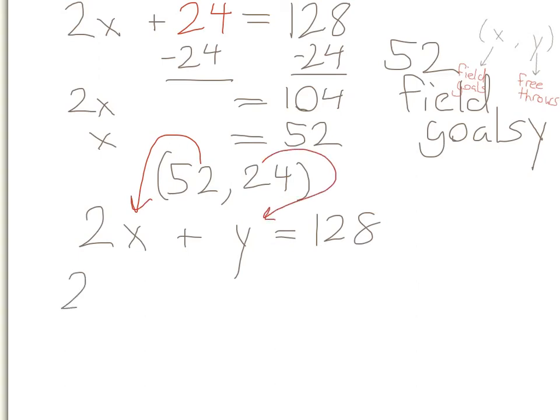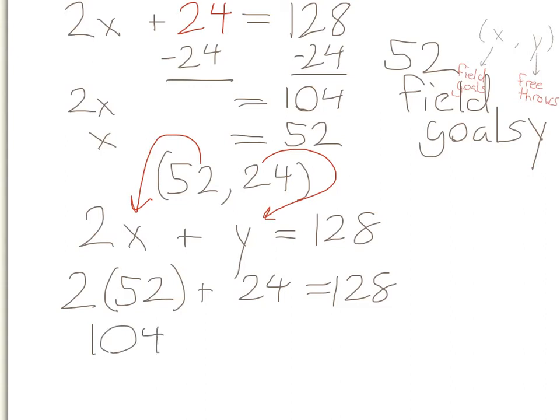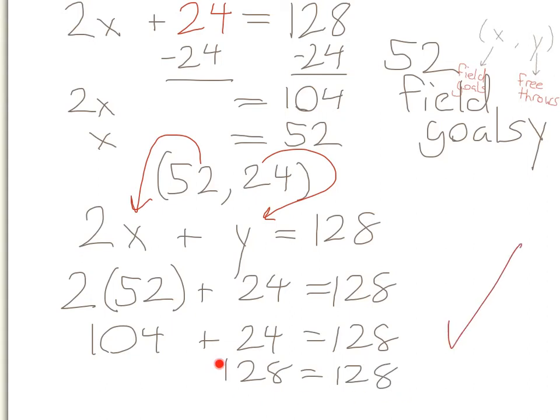Let's do this real quick. 2 times 52 plus 24 is equal to 128. And yeah, you can probably already see it at this point. 2 times 52 is 104, plus 24 is equal to 128. And yes, 104 plus 24 does equal 128. So 128 does equal 128. You've checked your work. Congratulations. You know you've got it correct.